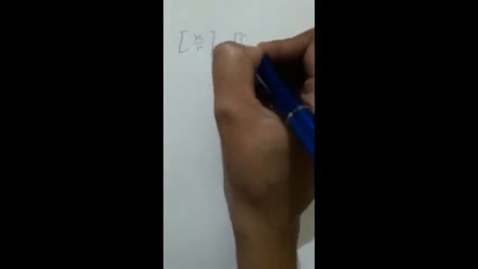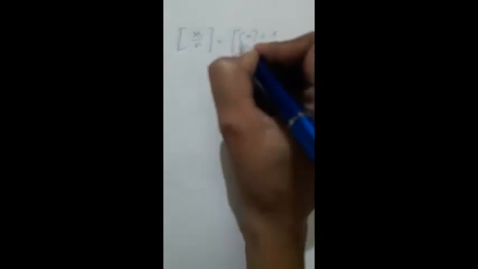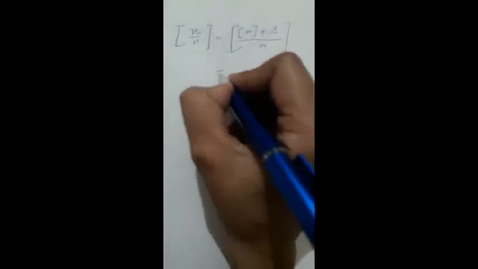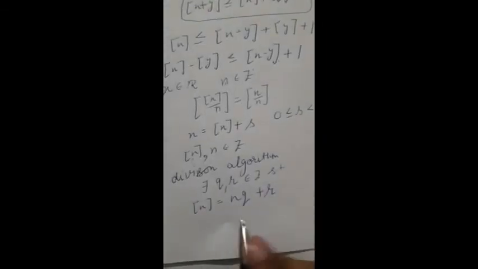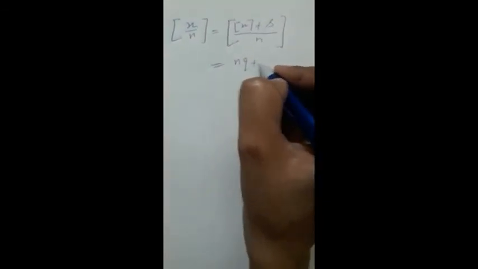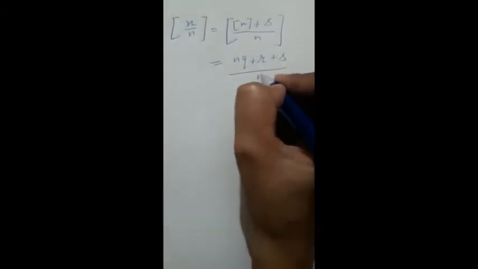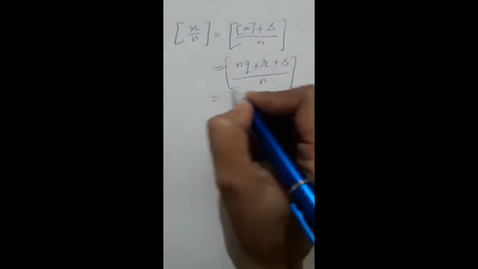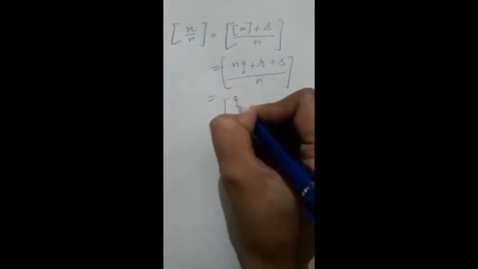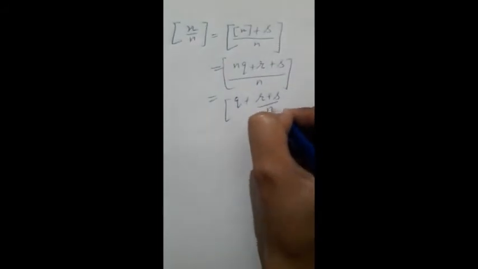Greatest integer of x by n. We have used x is equal to greatest integer x plus s. So x by n is equal to greatest integer x plus s upon n. And the value of greatest integer x is nq plus r. So its value is nq plus r plus s upon n. When we divide, cancelling the n from the first part, it is q plus r plus s upon n.